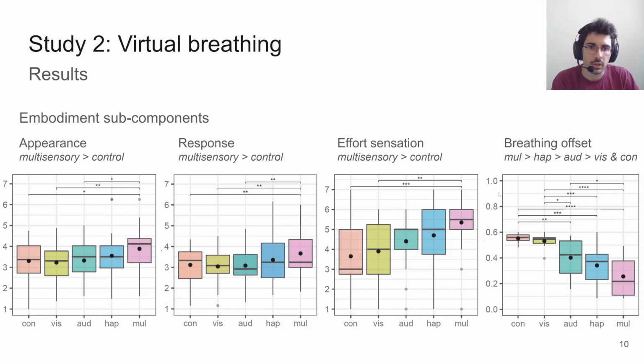Here a low score means a high synchronization between user breathing and avatar breathing. So here you can see that the multisensory condition induces much synchronization with avatar breathing, and you can see an ordering effect where the visual doesn't induce any synchronization and a haptic condition seems to induce the most synchronization.